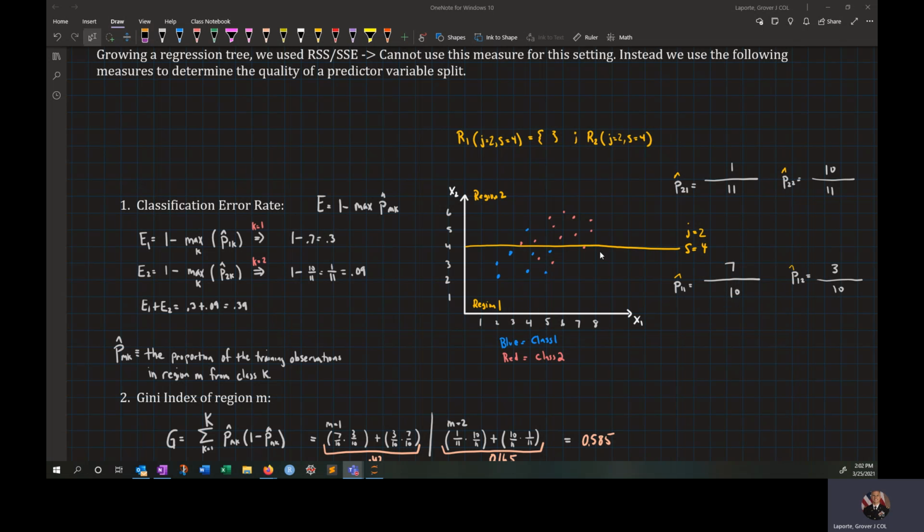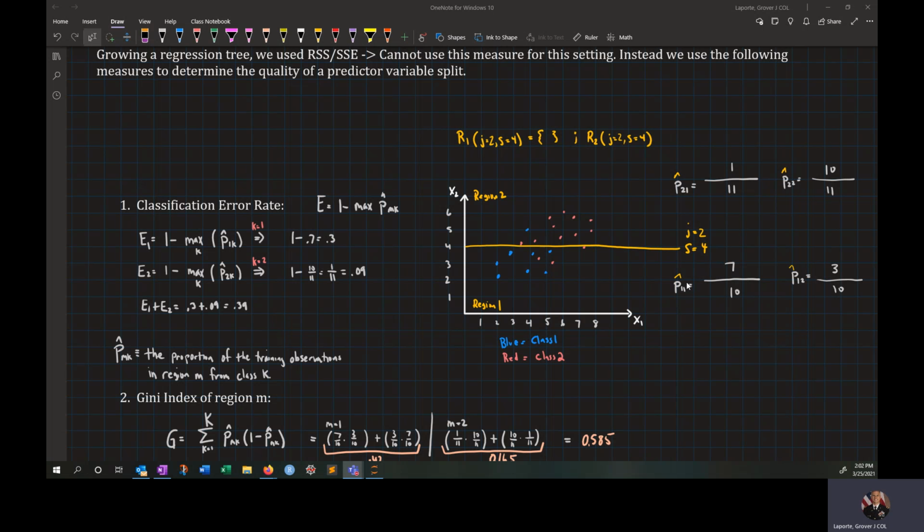So let's go ahead and actually calculate this, right? So E for a region is 1 minus the max of p-hat_mk. Okay, but before we do that, let's actually calculate these p-hat_mk values, right? So this might be region 1 down here. And so the question is, what is class 1? What is p-hat_11?